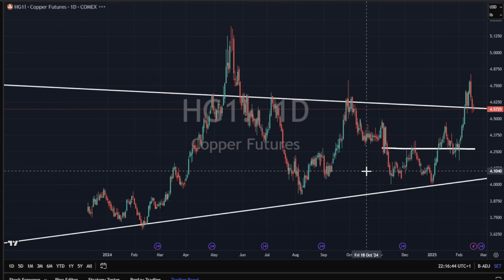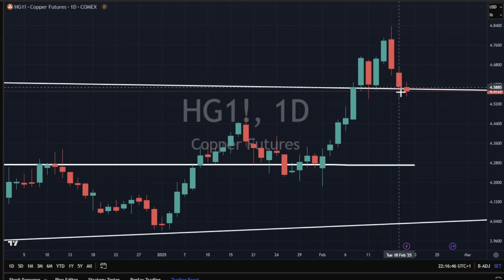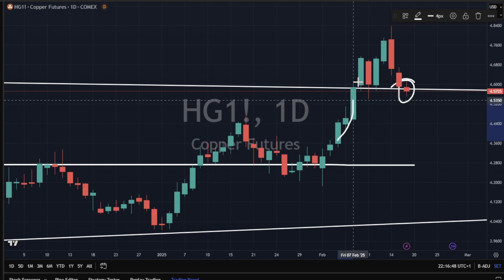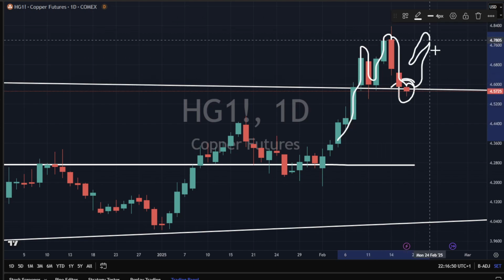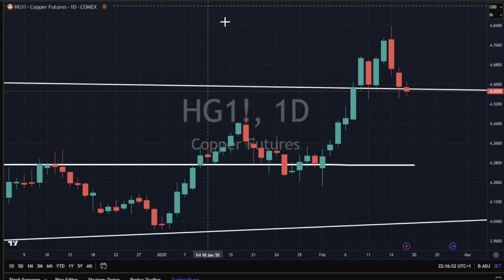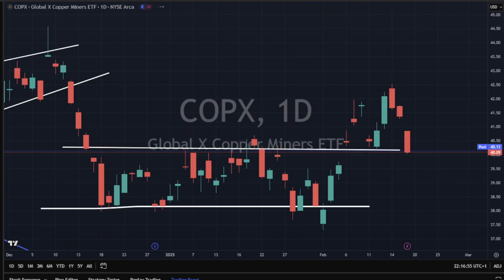Copper pulling back to support. So looks like we're doing a retest of the breakout here. Breakout, retest. And I do think we will eventually work our way on up. COPX also doing a retest back to support.